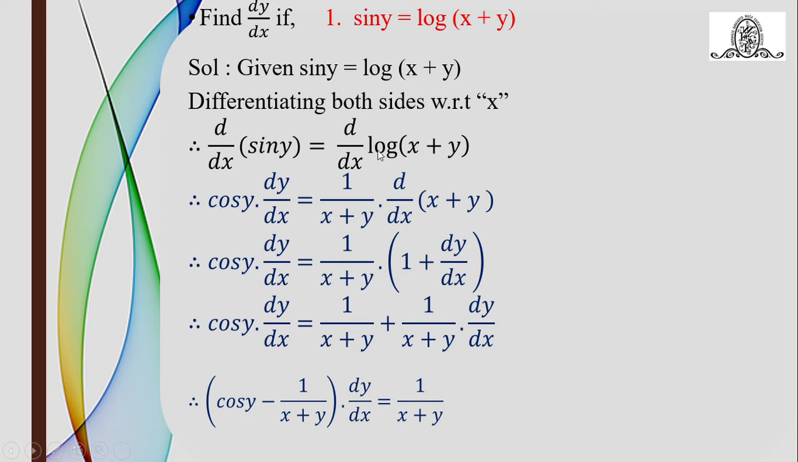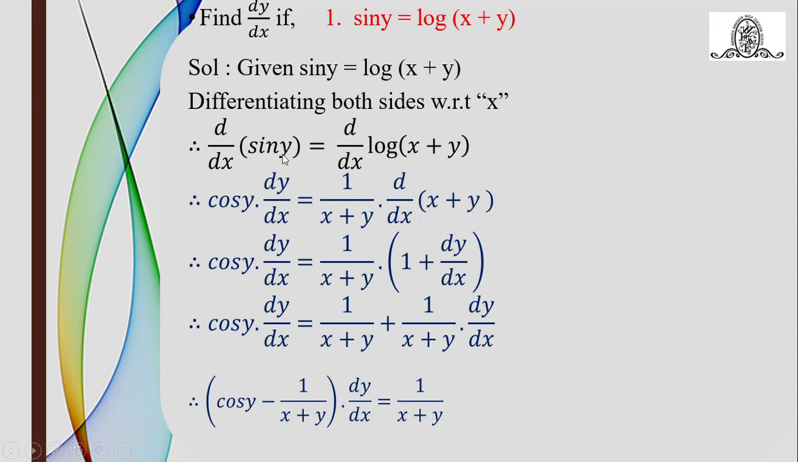In the RHS, your function is log of x plus y. To differentiate it with respect to x, it is a composite function. So first of all we write the derivative of log. Again, we know that the derivative of logarithm is 1 upon the corresponding bracket. Here it is 1 upon x plus y, multiplied by the derivative, d by dx, of that bracket. Definitely it is expected to write this separately.